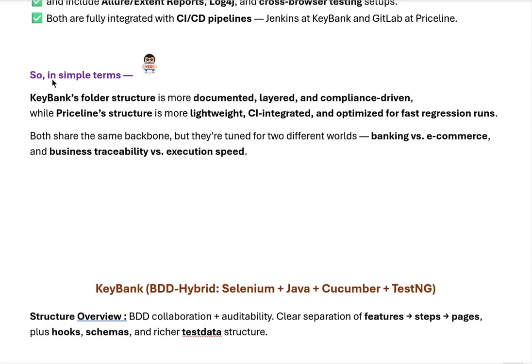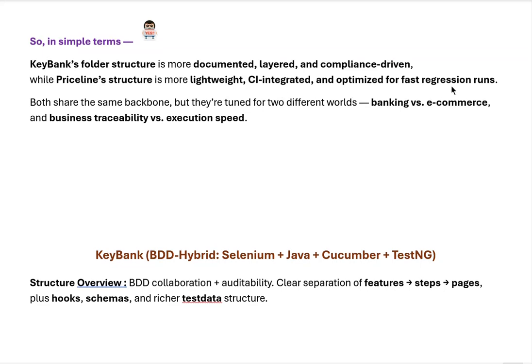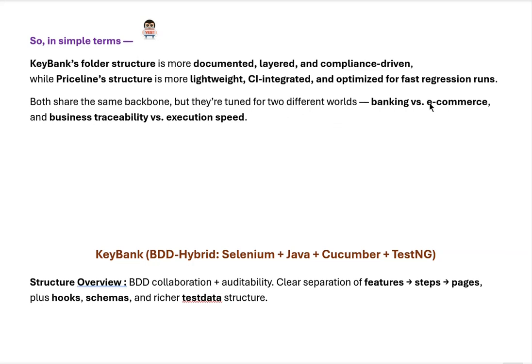So, in simple terms, Keybank's folder structure is more documented, layered, and compliance driven, while Priceline's structure is more lightweight, CI integrated, and optimized for fast regression runs. Both share the same backbone, but they are tuned for two different worlds: banking versus e-commerce, and business traceability versus execution speed.